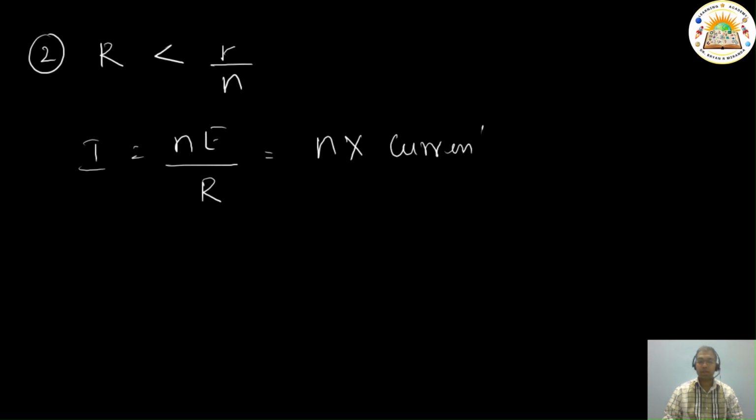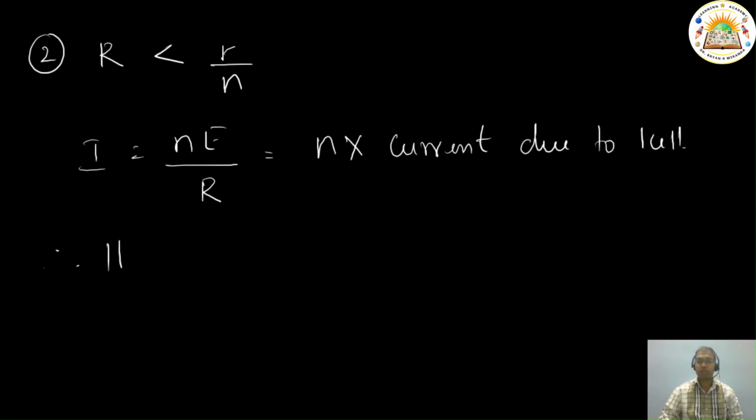Now, on the other hand, if we take the external resistance to be less than the total internal resistance that is there, then what do we get? We will get I is equal to N times E by capital R, which means it is nothing but N times the current due to one cell.